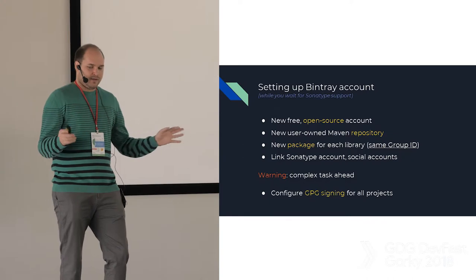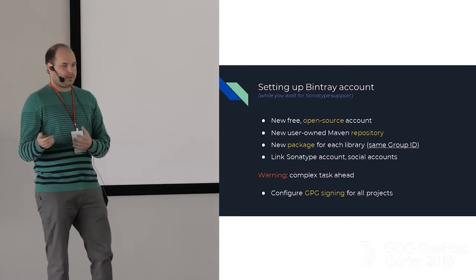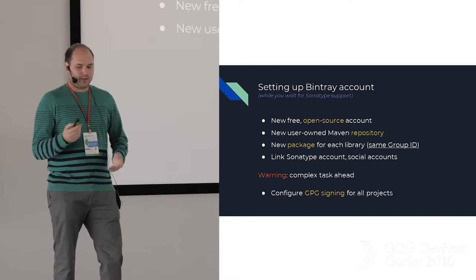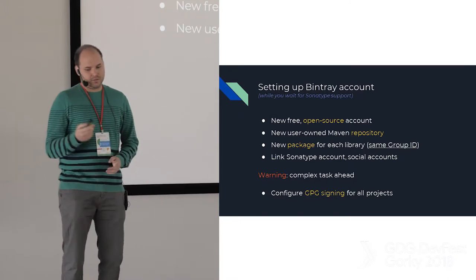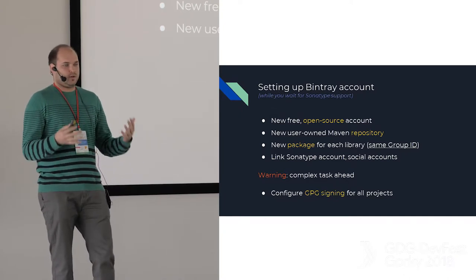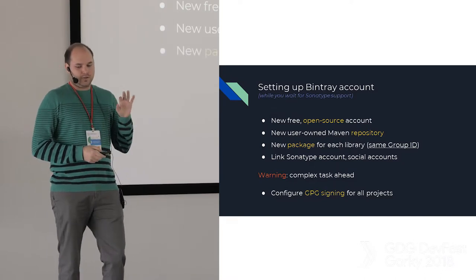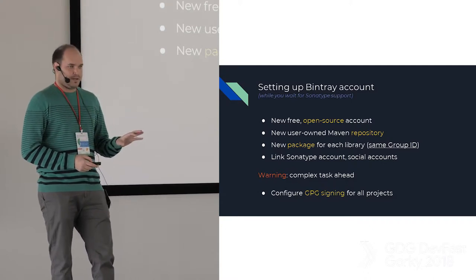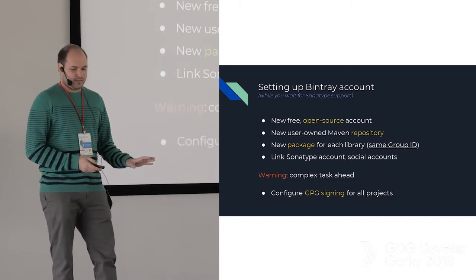So while they verify your account in these 7 days, you can set up your Bintray account and play with it. So you need to create a new open source account. So it's usually paid, but if you select open source, then it's free. And you create a new Maven repository, which is only in your account. So it's not public yet. And you create a new package for each library and keep the same group ID. You link your Sonatype account, and you need to configure your signing.